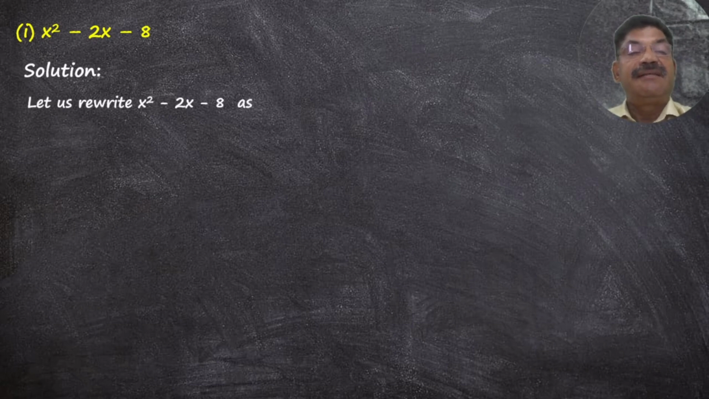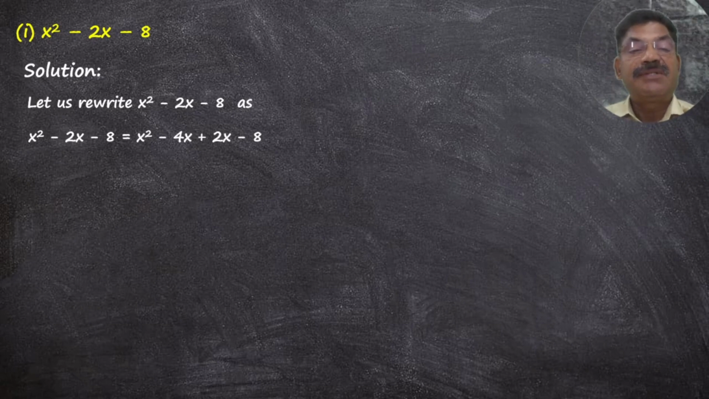Solution. Let us rewrite this equation: x square minus 2x minus 8 is equal to x square minus 4x plus 2x minus 8. You have to separate the term minus 2x as minus 4x plus 2x. You have to find two numbers so that the product is equal to minus 8 and the sum is equal to minus 2. So minus 4 and 2. These are the numbers. When you multiply, you get minus 8. When you add, you get minus 2. So in such a way, you have to break the term minus 2x: minus 2x is equal to minus 4x plus 2x.